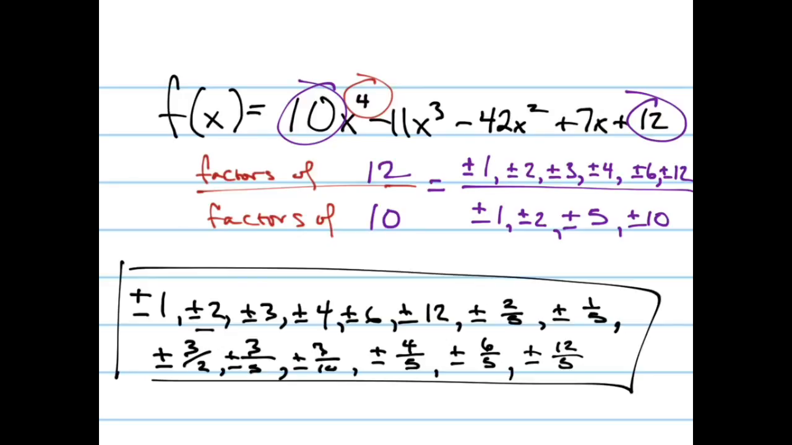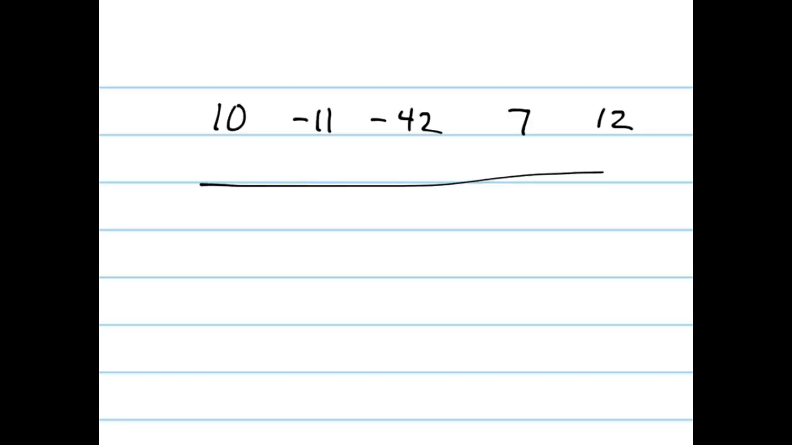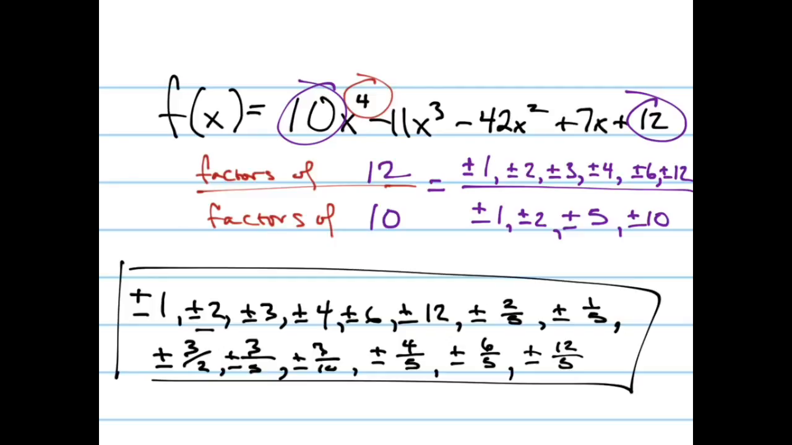So Ethan, how do we find a real zero? What do we do? Start putting them into synthetic substitution. So we rewrite our coefficients of our polynomial, which are 10, negative 11, negative 42, 7, and 12. Let's straighten that out a little bit. And we start checking some of those numbers. So out of that list, Lily, which one do you want to check first? 2.